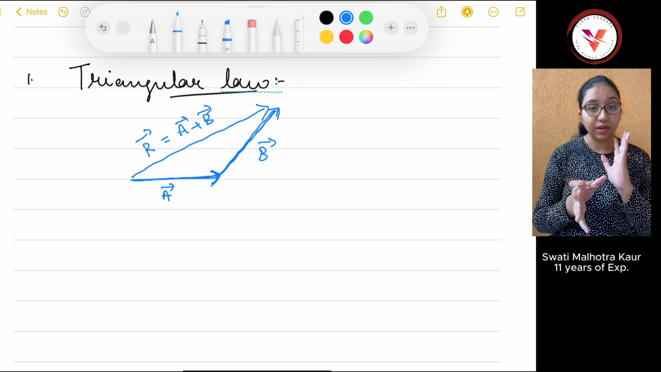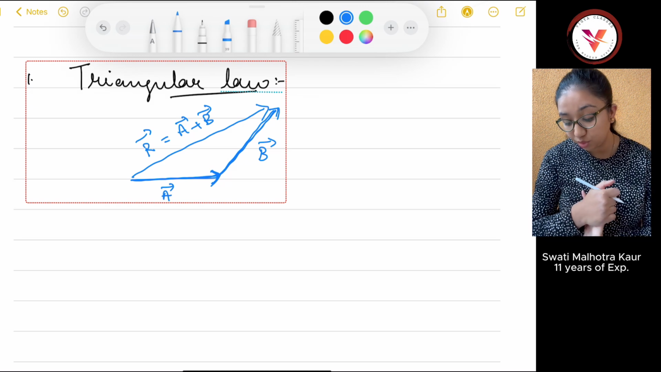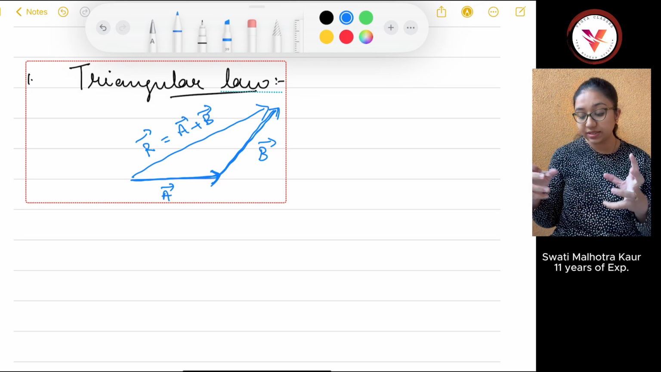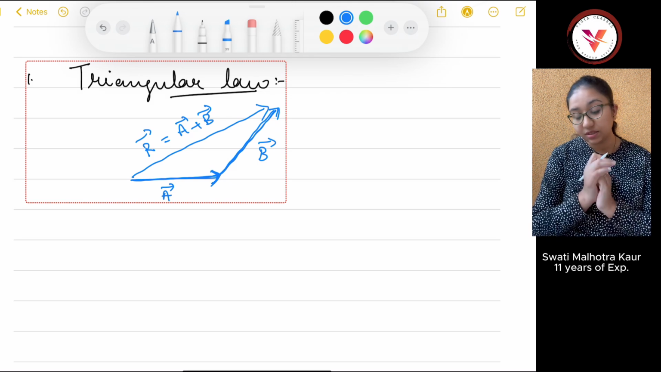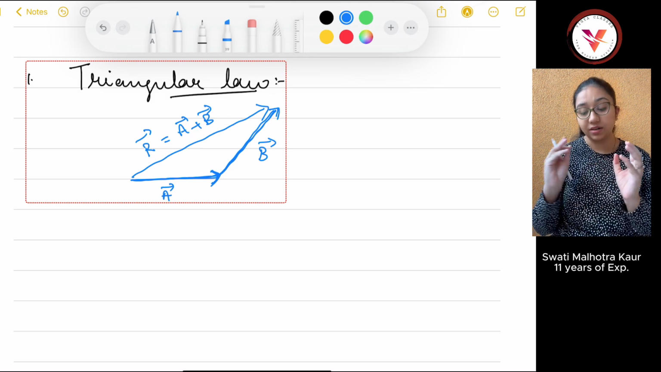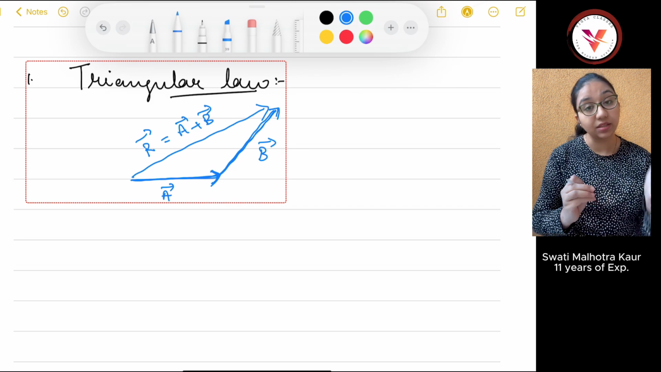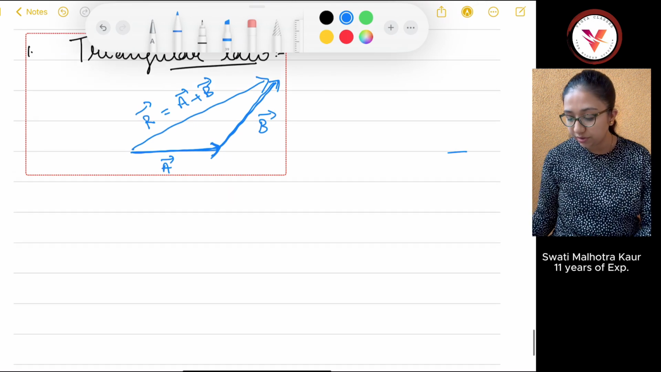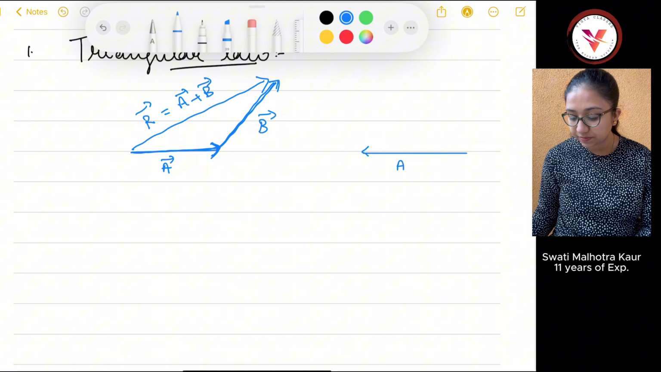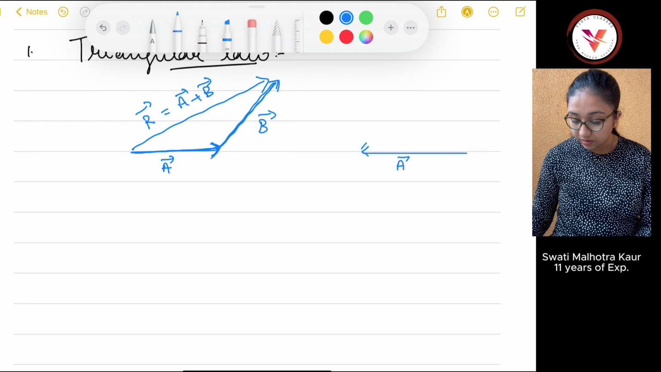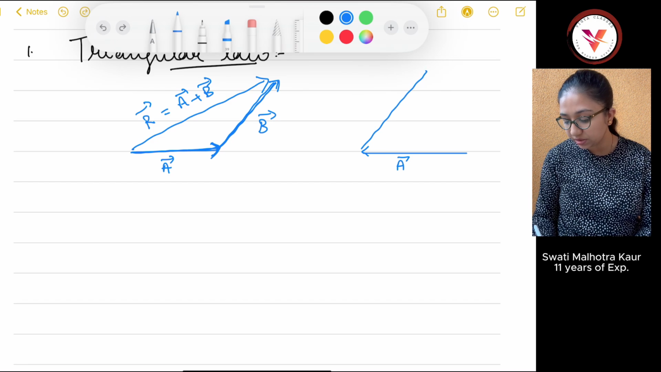You can pause and write the statement. If two vectors are considered as the two sides of a triangle taken in the same order, then the third side would be the resultant of these two vectors taken in the opposite direction. Or you can take, like, if A vector is this, let's say B vector is this, you have to just consider the sides.